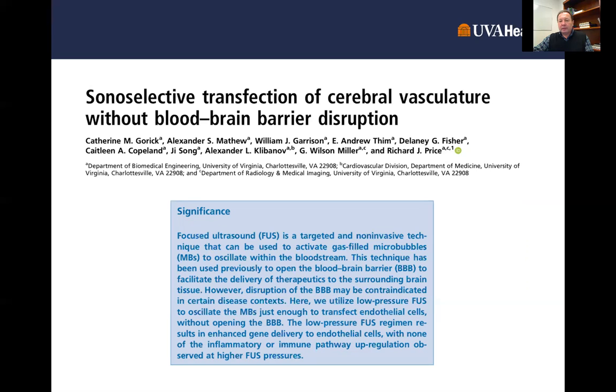But in this publication from the Richard Price lab at the University of Virginia, it is shown that low energy ultrasound might have certain advantages. It's still capable of manipulating endothelial cells in blood vessels, for example, with the use of microbubbles, but it does not cause blood-brain barrier disruption or inflammation. And this is really important for our project idea because inflammation or blood-brain barrier disruption would be really detrimental in the treatment of CCM.